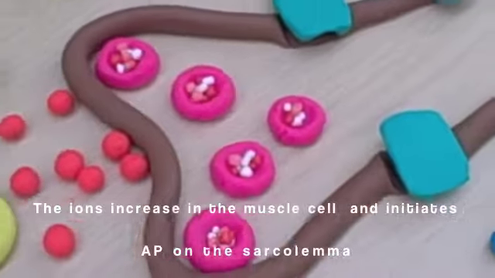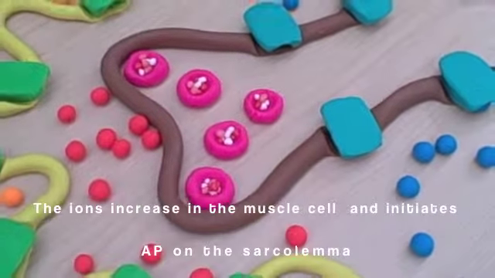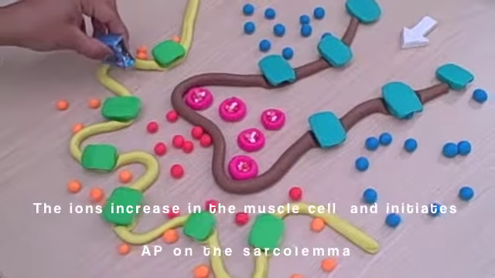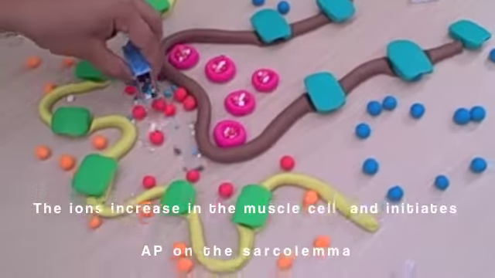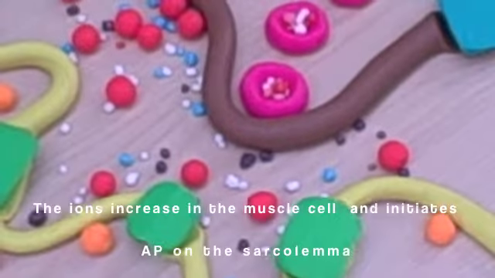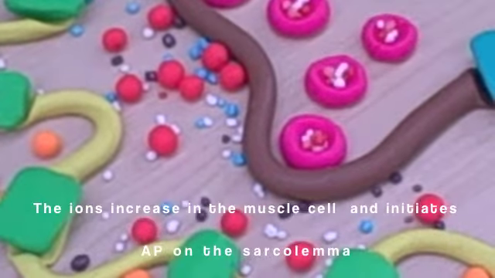Once the muscle contraction is complete, an enzyme called acetylcholinesterase is released and stops the release of acetylcholine. And the muscle is now back at resting state.